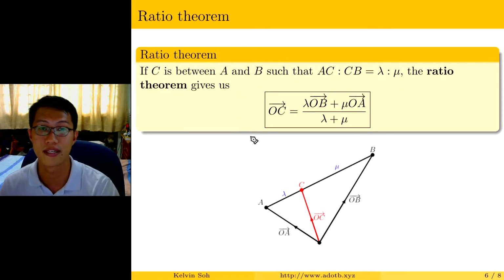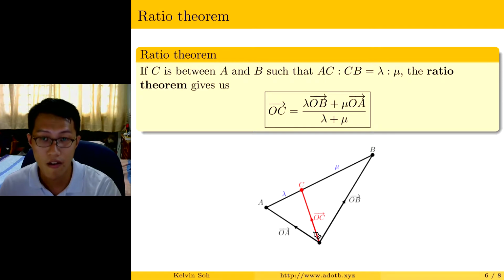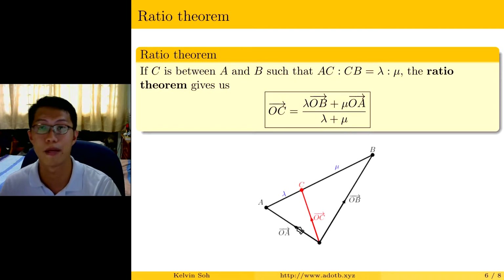Thankfully, this formula is given to us in the formula booklet, and we can just plug and use it whenever we want. If you're interested, you can give a try to derive this formula using concepts of parallel vectors. Personally, how I remember this formula is to get the vector in the middle, OC, we do cross multiplication. We take lambda multiplied by OB plus mu multiplied by OA, over lambda plus mu.